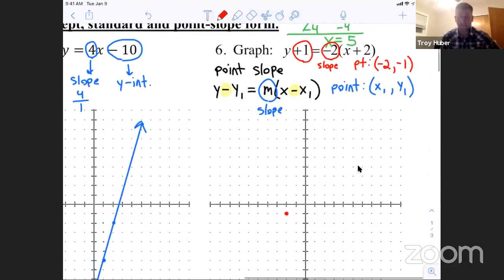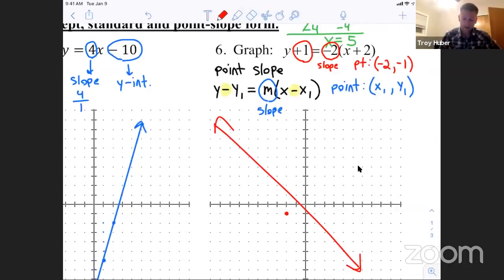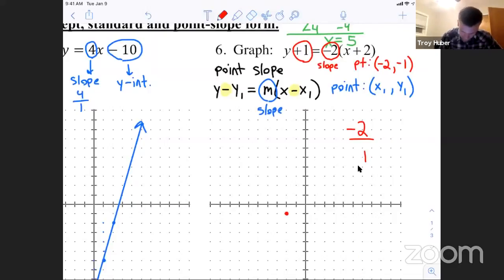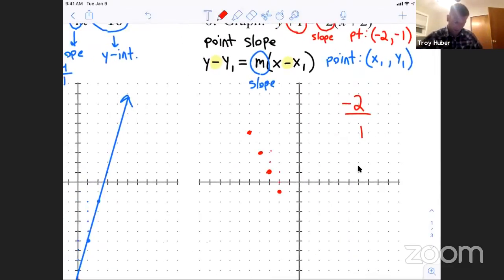Okay, always look to see if your slope is positive or negative. It's negative, so it goes up and to the left. All right, and it's -2/1. So we want to go up 2, left 1, up 2, left 1. So let's go ahead and do that now. Up 2, left 1, up 2, left 1, up 2, left 1. And now we just connect our points.